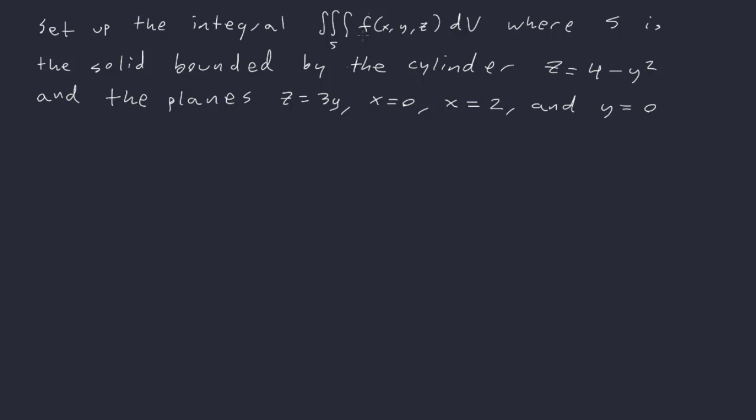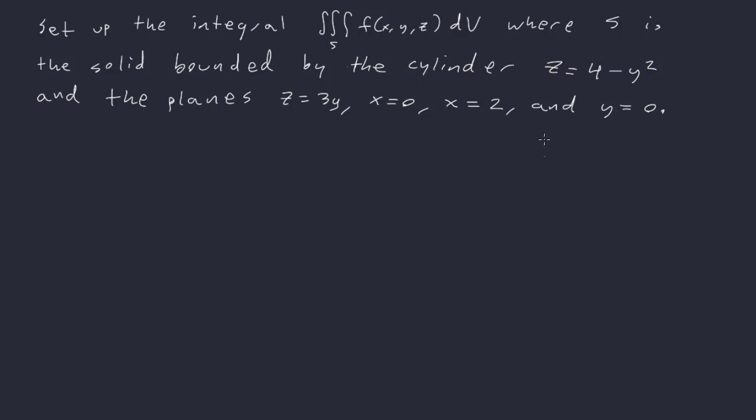We're going to set up this triple integral over S of f of x, y, z dV, where S is the solid bounded by the cylinder z equals 4 minus y squared, and the planes z equals 3y, x equals 0, x equals 2, and y equals 0. This is going to be tricky to set up. It's going to be tricky to visualize. However, there's a way that we can actually do this if we just start piecing it together.